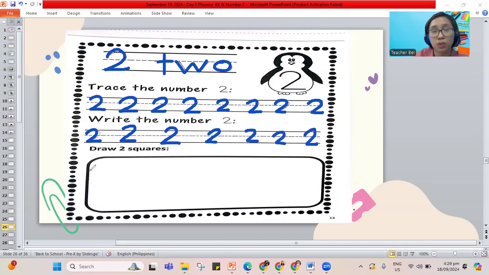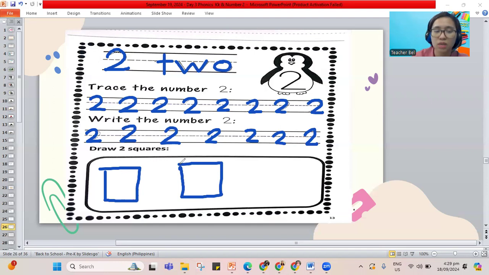Let's do your squares. How do we make our squares? Line down, line to the right, go up, and then you close it. Then another one, you need 2 squares. Line down, you slide, go up, and you close it. That's 2 squares. So how many? Let's mark and count. 1 and 2. Let's erase this one on the screen.